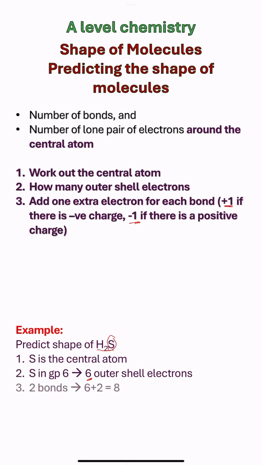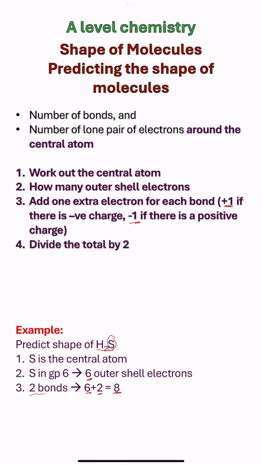And now let's have a look at H2S. There is no charge for H2S, so we will only add the 2 to the 6 because there are 2 bonds and there is no charge. So now the total number of electrons surrounding the central atom is 8.